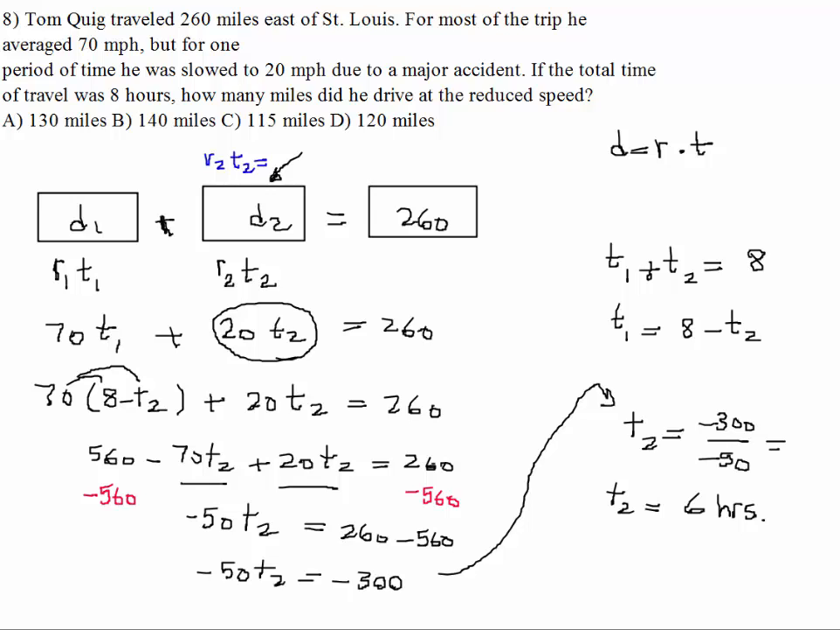T2 we figured is 6, and R2 would be equal to 20. It's already given to us. So how many miles is that? 120 miles. So which one are we going to pick? Yes, D. D, very good. Questions? So distance equals rate times time for this problem.